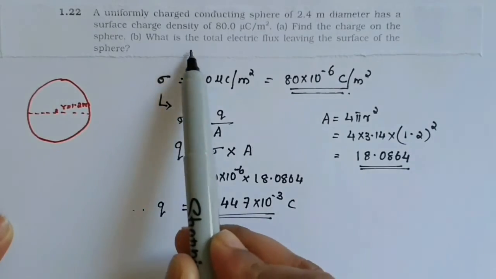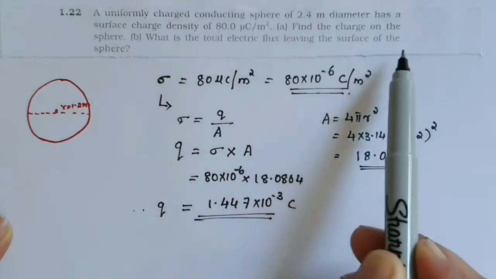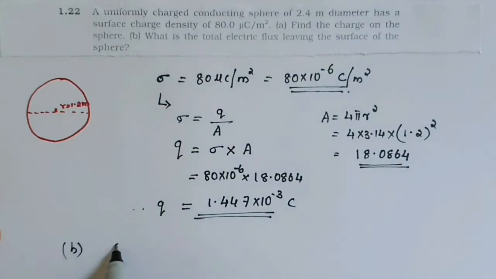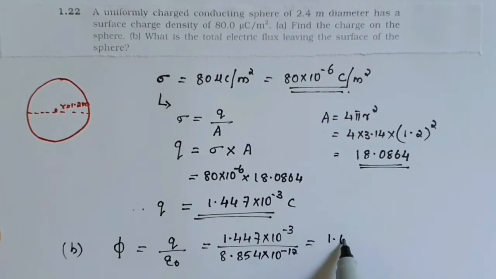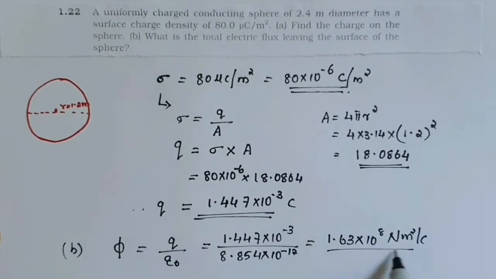Question number B. What is the total electric flux leaving the surface of the sphere? Total flux leaving the surface of the sphere phi is equal to Q by epsilon 0. What is Q? It is 1.447 × 10^-3 coulomb divided by epsilon 0, which is 8.854 × 10^-12. This is equal to 1.63 × 10^8 Newton meter square per coulomb. Therefore, the total flux leaving the surface of the sphere is 1.63 × 10^8 Newton meter square per coulomb.